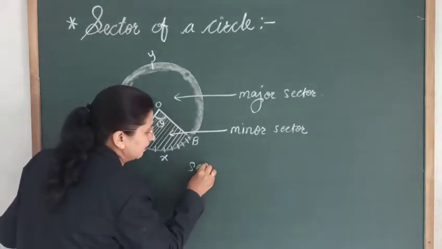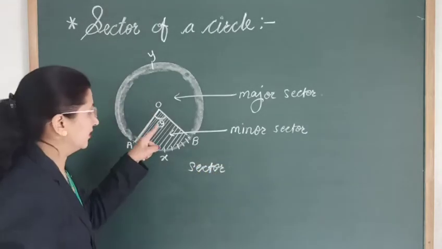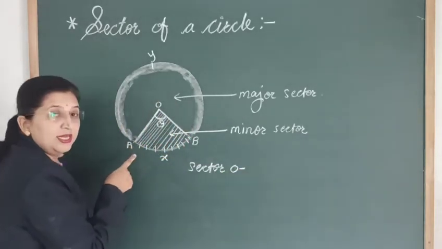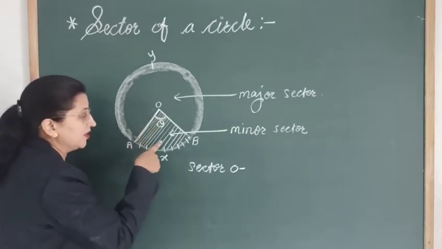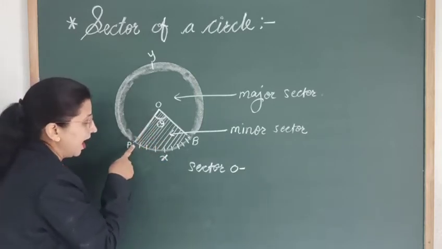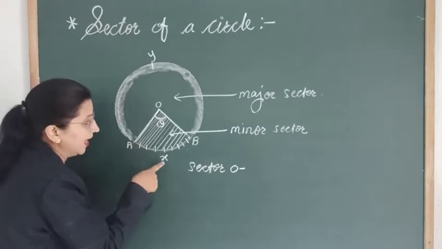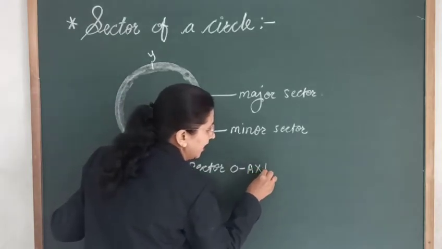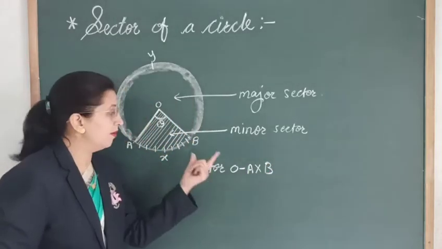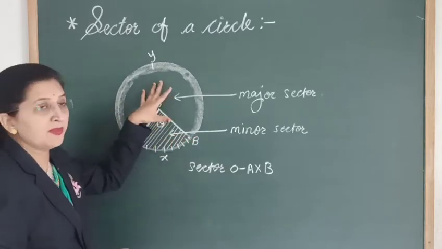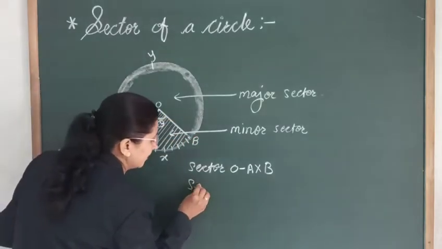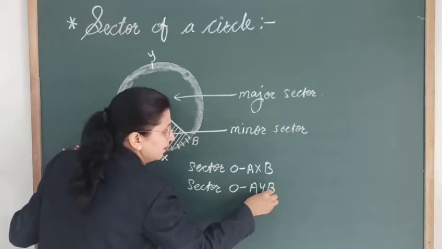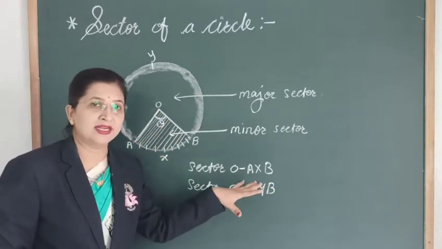First write down the name of the center, that is O. Then give a small dash, O dash, then the arc we are considering. If we are going to consider the minor sector, the points are A, X, B, so sector O dash A, X, B. So this is the minor sector. And to write the name of the major sector, we will say sector O dash A, Y, B. In this way we can write the name of the sector.